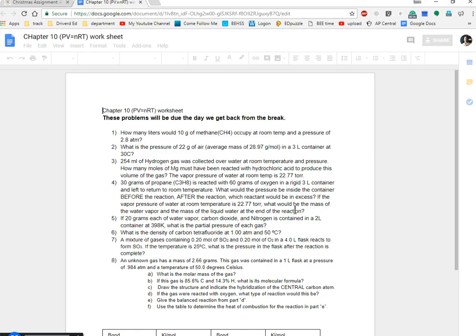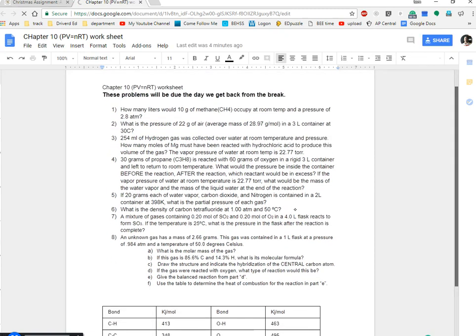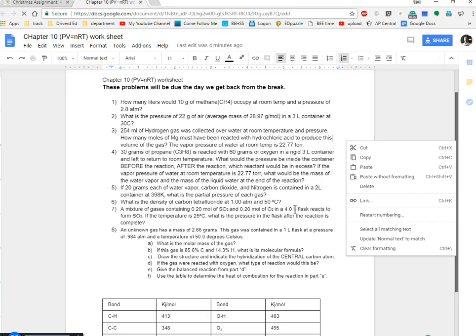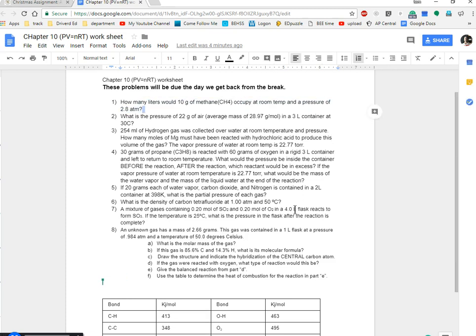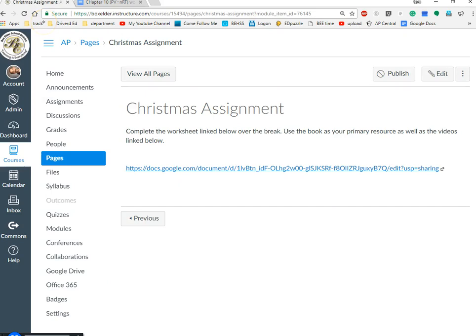And there are 8 problems. These 8 problems will take you anywhere from maybe 2 minutes to do that one to 20 minutes to do this one. Now, this assignment will be supported with videos. Use the book as your primary resource as well as the videos linked below. I haven't made the videos yet. I know I have them somewhere, but I can't find them on Google Drive, Google Photos, YouTube, or that computer. So I'm pretty sure I have to remake them because I have no idea where they are.